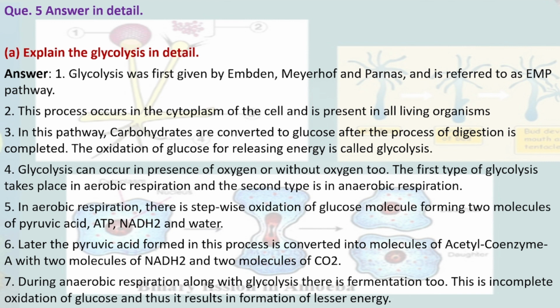In aerobic respiration, there is a stepwise oxidation of the glucose molecule, forming two molecules of pyruvic acid, ATP, NADH2 and water. Here, the pyruvic acid formed in the process is converted into molecules of acetyl coenzyme A with two molecules of NADH2 and two molecules of CO2. During anaerobic respiration, along with glycolysis, there is fermentation too. This is incomplete oxidation of glucose and thus it results in the formation of lesser energy.